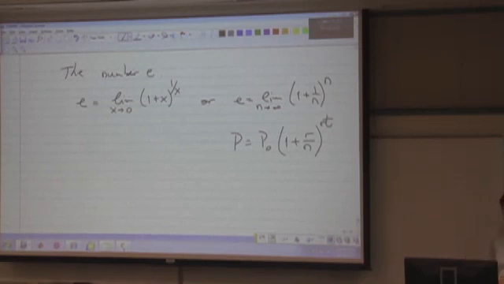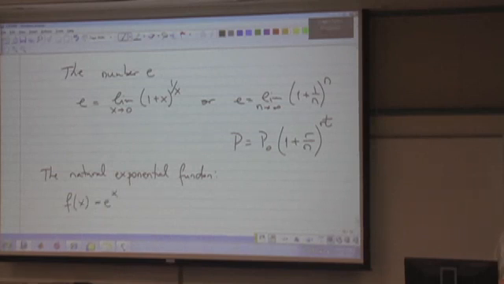And so the natural exponential function is defined to be f of x equals e to the x, which has a domain of minus infinity to infinity. Can you tell me what the range is? Any thoughts?